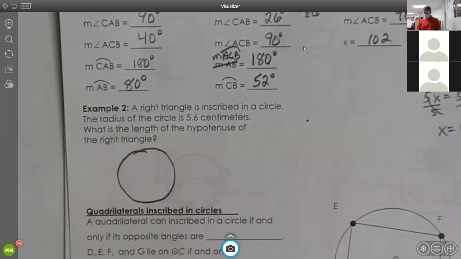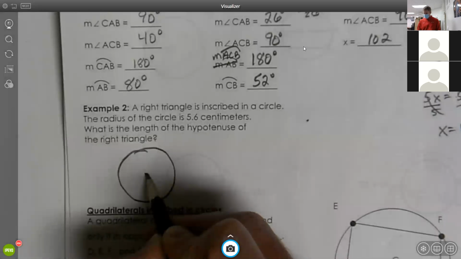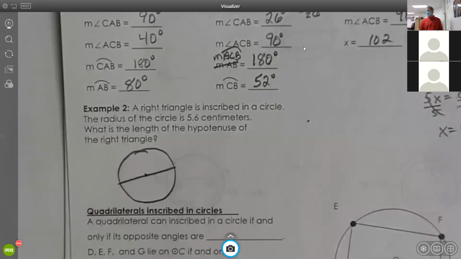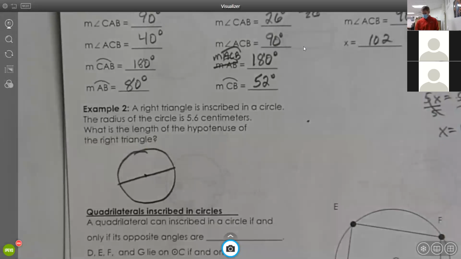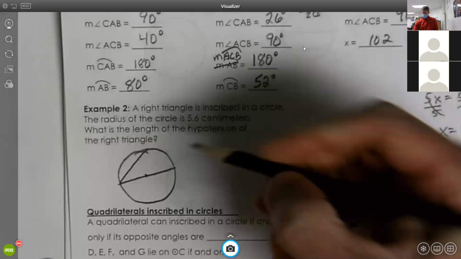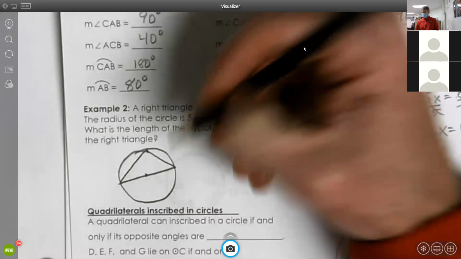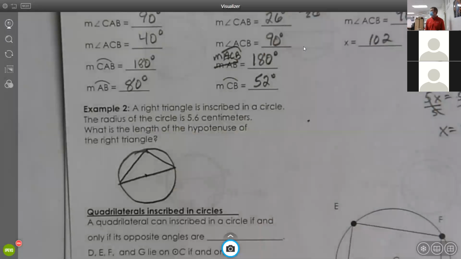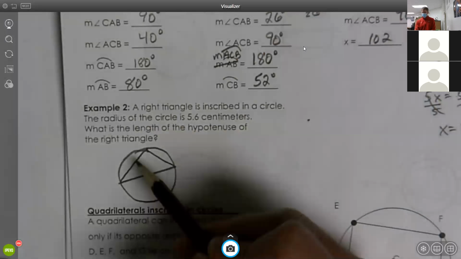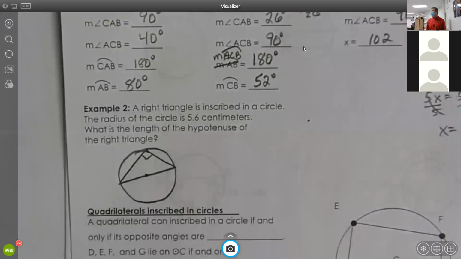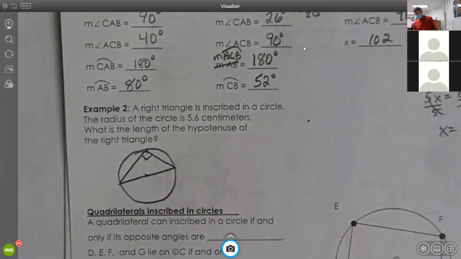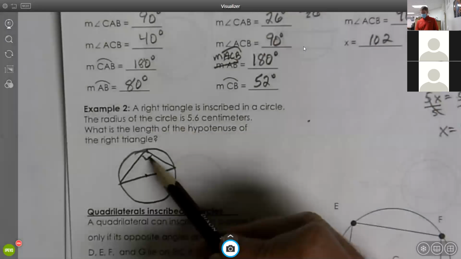But for you to have a right triangle, you have to have an inscribed angle that touches the endpoints of that diameter. That's the only way you can get a right angle inside the triangle. Every other angle that you would make that doesn't touch the endpoints is not going to be a 90-degree angle.